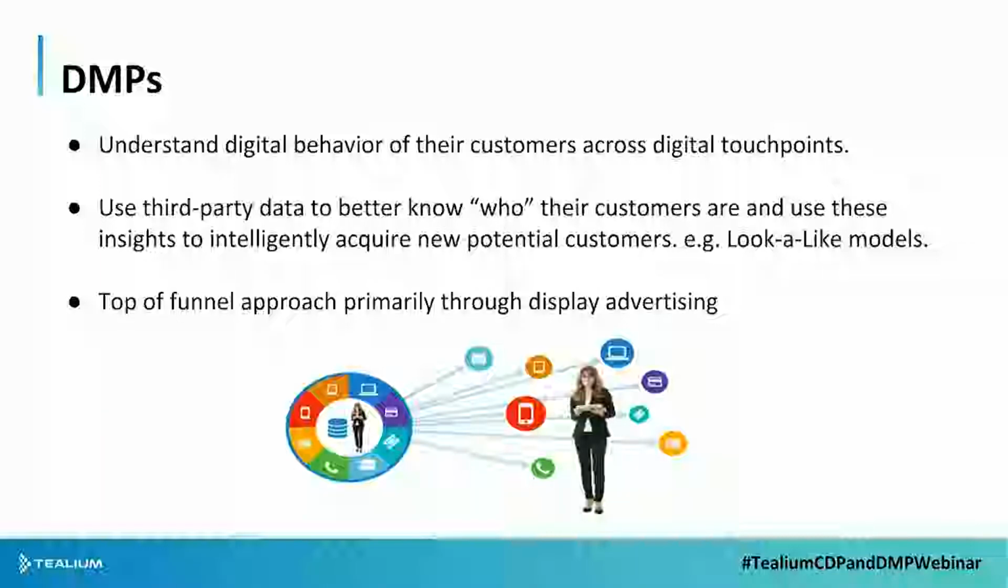And one of the prominent ways that DMPs do this is through lookalike models. So identifying who are the top segments of your customers based on revenue or whatever that might be, engagement, and then build lookalike models, so identifying another segment of the population of people that look like them and would have the highest propensity to become your customer. So this is primarily done through top-of-funnel acquisition through the display channel.